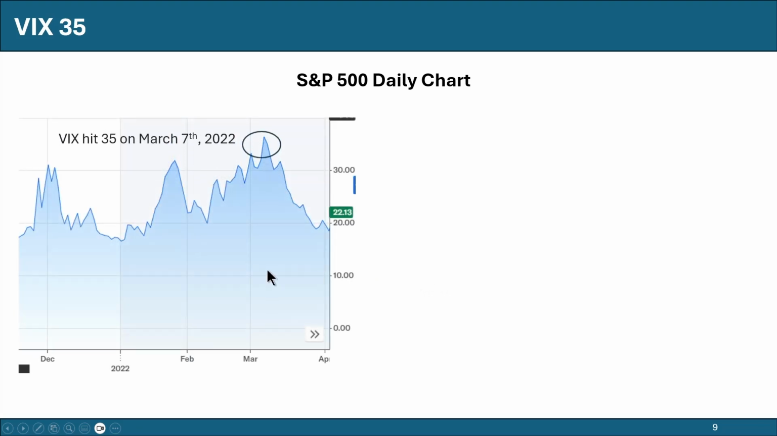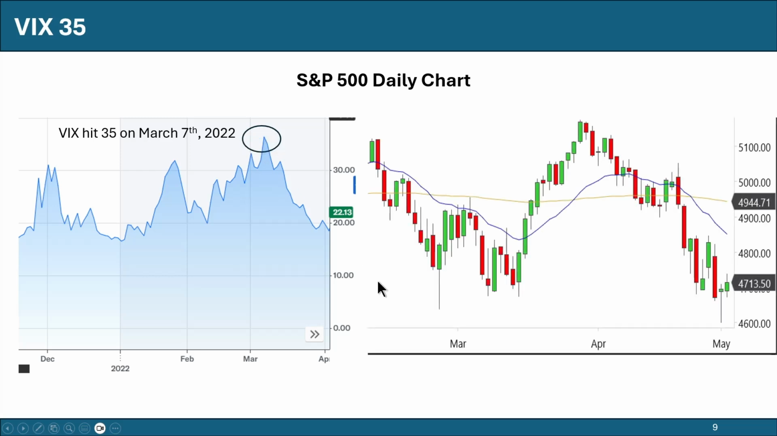Another chart. VIX hit 35 on March 7th, 2022. And here's March 7th, 2022. We got several weeks of buying after that. The market ended up 400 points higher after it hit that VIX 35.